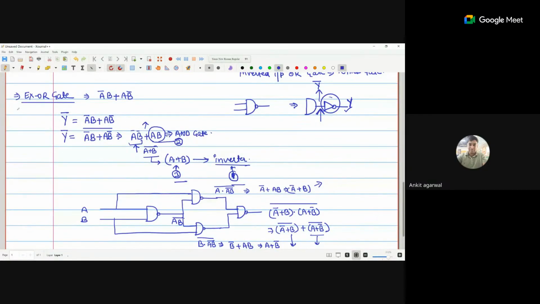Okay, so an XOR gate will be implemented using 4 NAND gates.